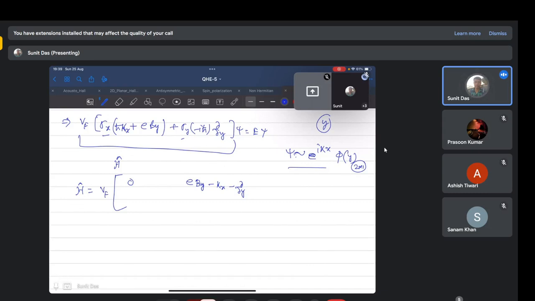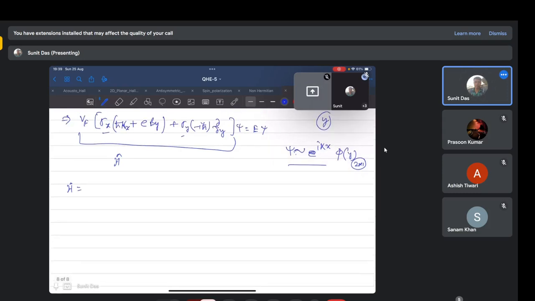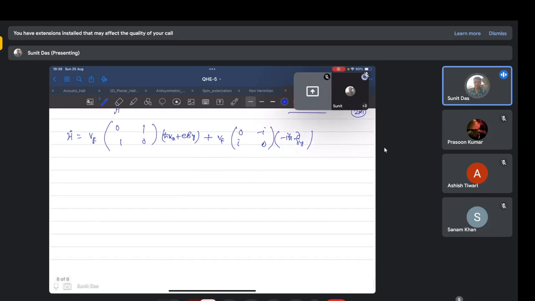So let me write it more clearly, things will be more clear. One more step. Basically, this will be Vf sigma x, which means 0, 1, 1, 0, times h bar kx plus eBy, plus Vf sigma y, which means 0, minus i, i, 0, times minus i h bar del y, right? This is my Hamiltonian.